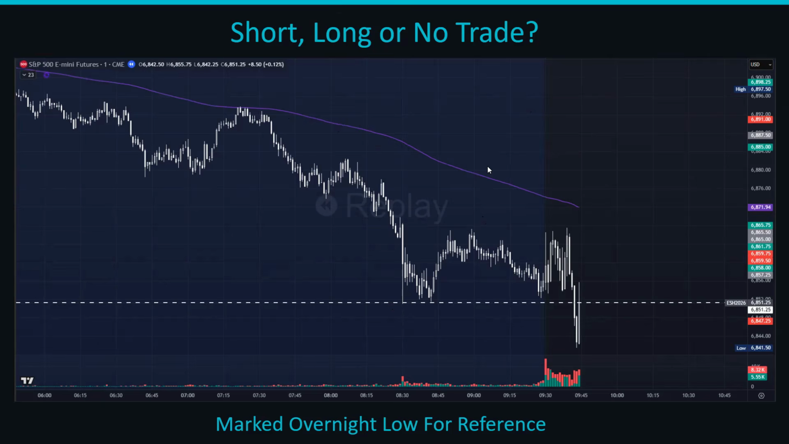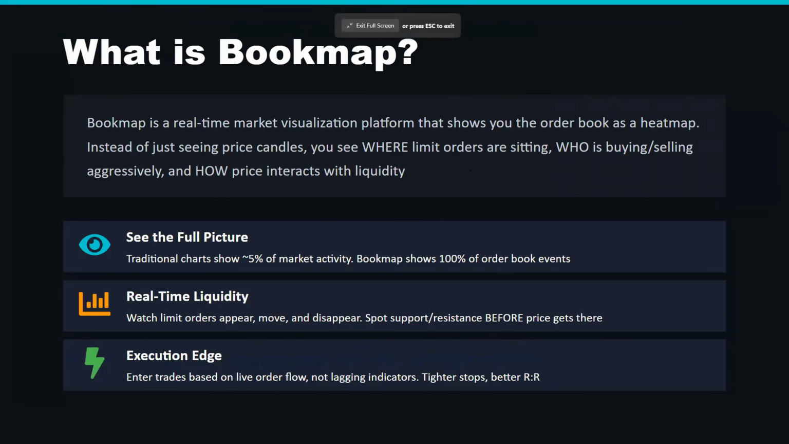So let's begin. What is Bookmap? Most of us have learned candlestick charts, candlestick patterns, double bottoms, inverse head and shoulders, all that fun stuff, right? But here's what candles do not show you. They don't show you the orders sitting in the book waiting to be filled. They don't show you who is buying or selling aggressively. All you get from a candle is the open, the high, the low, the close, and the actual volume bar.